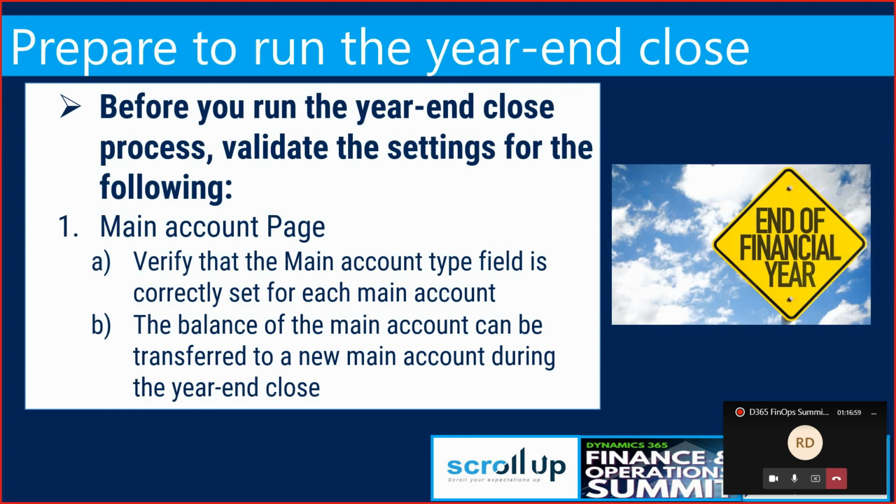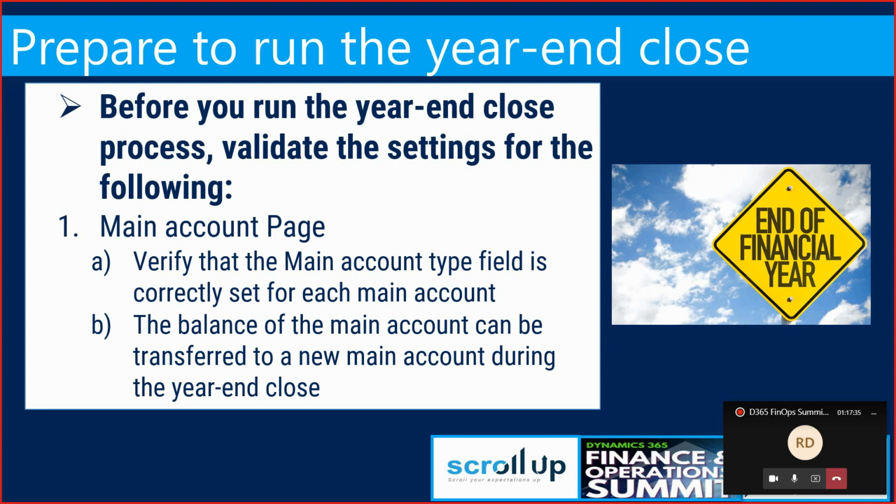These things have to be done, especially in the first year-end close. For the main accounts, for example, you will not add many accounts every year, so the first complex work is in the first year, because you will have to double check all the main accounts. You need to verify that the main account type field is correctly set for each main account, because the main account type determines whether the balance of the main account will be brought forward as an opening balance or closed into retained earnings in the opening transaction.